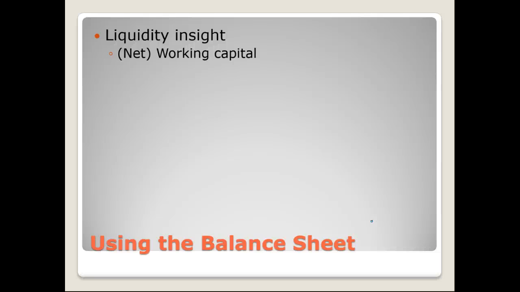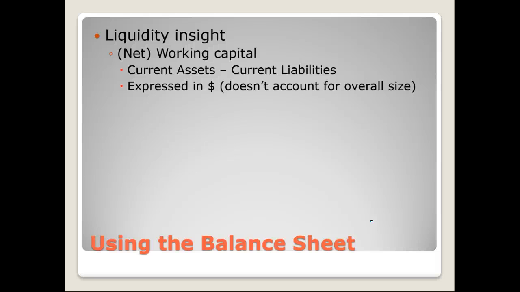We can find out something called the net working capital. If I look directly at a balance sheet, I can find out net working capital very quickly because all I do is find the total current assets and I subtract the total current liabilities. I generally just do this right in dollar form. So if a company has $100,000 in current assets and $80,000 in current liabilities, I find out that they have $20,000 in net working capital.